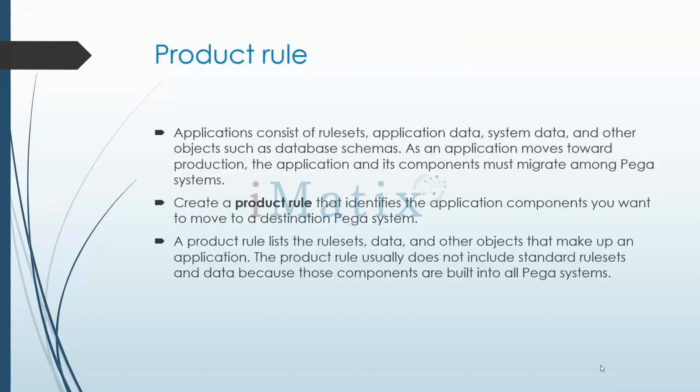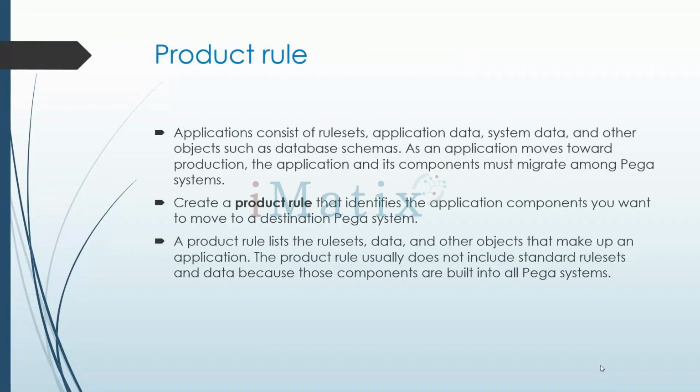Again, this is also a rule. See how interesting it is? You are trying to put your entire application, or some part of your application that you are willing to move across, in a product rule, and this rule is moved across the environments. The product rule is a collection of your entire application. In fact, this product rule is going to hold all the aspects of your application.